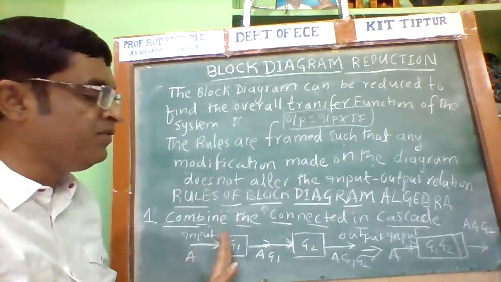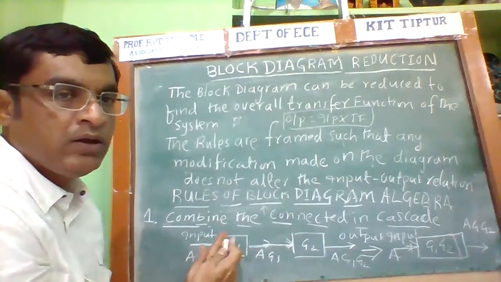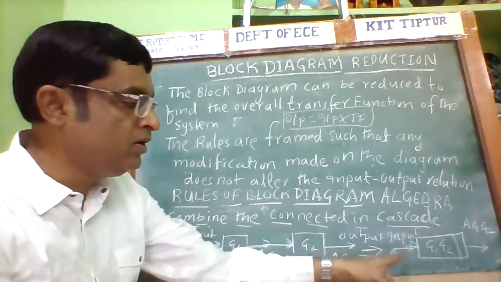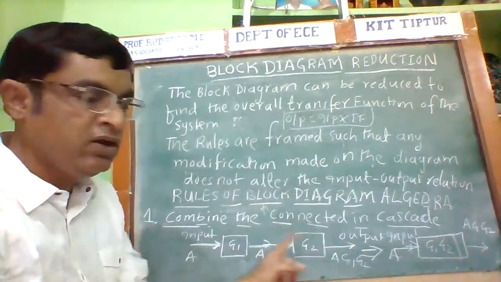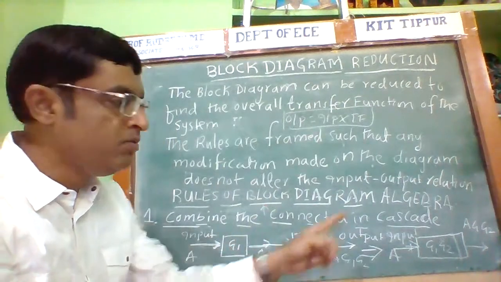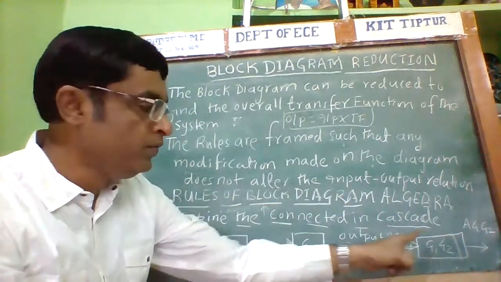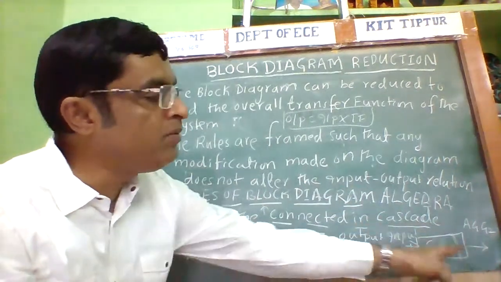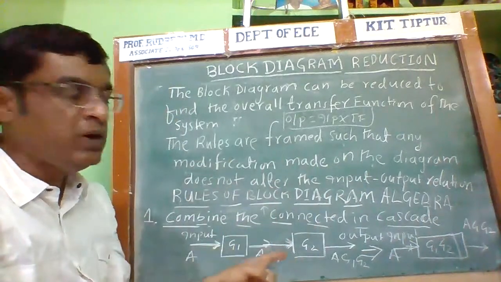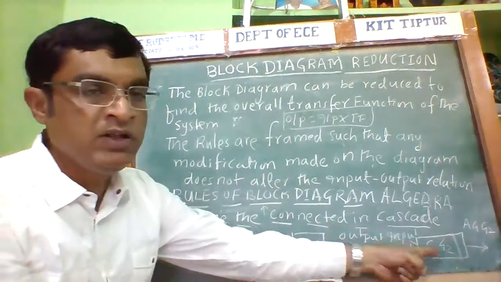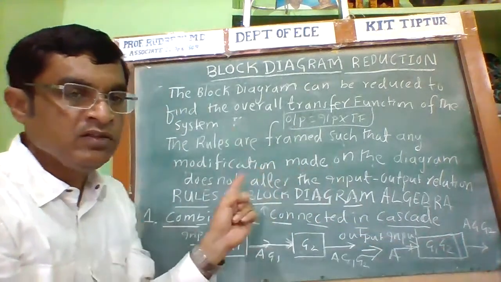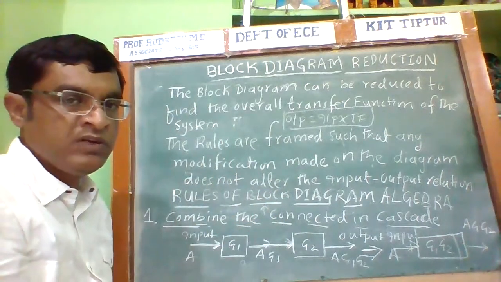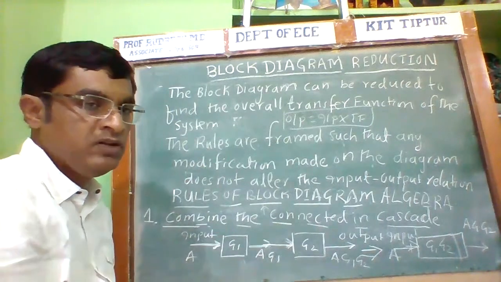If I combine the two blocks and represent them in a single block, then I should multiply the corresponding blocks' transfer functions and place the product in the single block. Now, therefore, the input A is the same, and the output is also the same. Inside the block, we should multiply the transfer functions. This is the first rule of block diagram algebra.